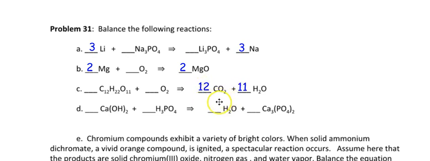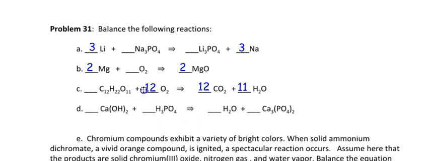I have 24 here and 11. So I have 35 oxygens. Well, how many do I have over here? I have 11. So what's 35 minus 11 is 24. So I need 24 oxygens here, and that's another 12.